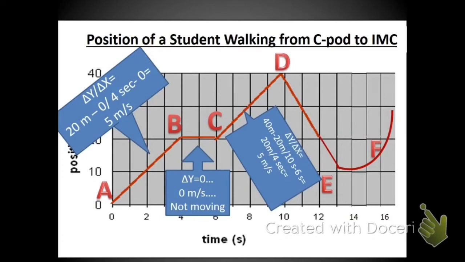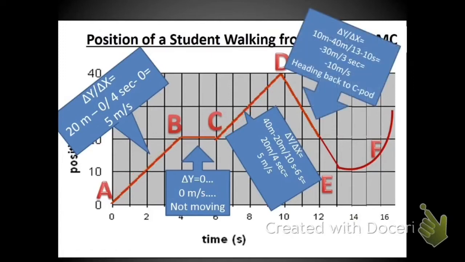Segment CD here has the same slope as segment AB, only now we're looking at a change from 20 meters to 40 meters, and a change in 4 seconds. Two slopes that are the same tell us that we have two segments where we're traveling at the same speed.